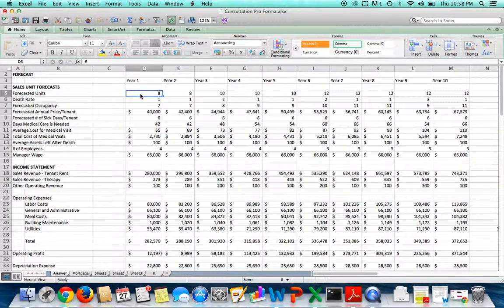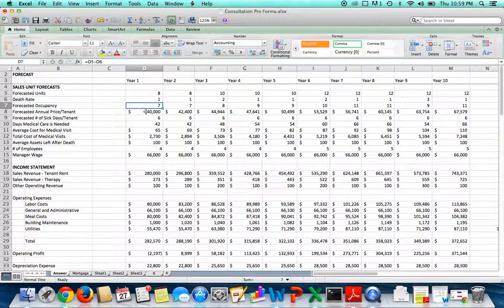This is our income statement. The beginning part is where we put all the external things that we could point to. As you can see, we predict that the units or rooms that we'll have for people to live in will be 8 in years 1 through 2, and then we'll make an addition in year 3 and another addition in year 6. The death rate is a random number that Excel changes for us, and that's tied into our occupancy rate. So we have their units available minus the death rate.